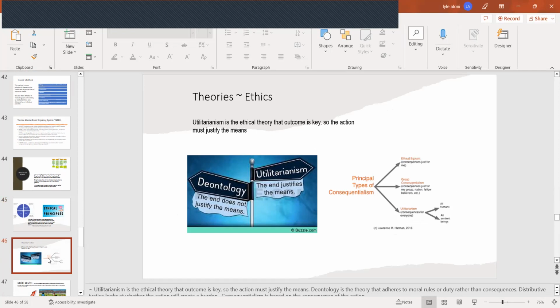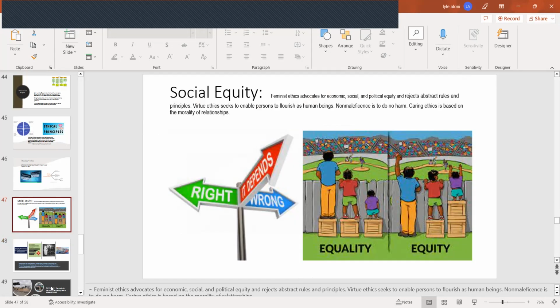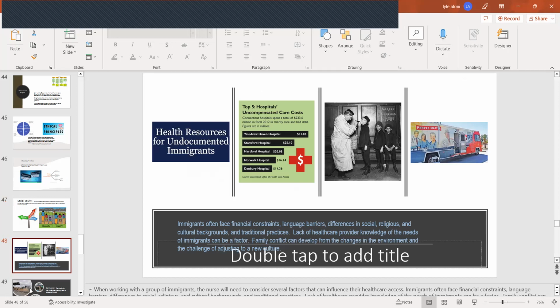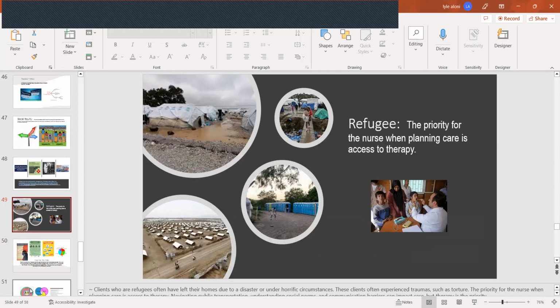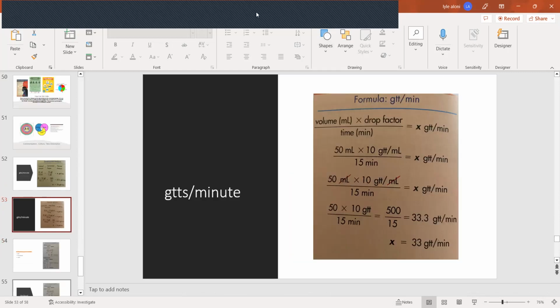Here's our utilitarianism and our feminism with our social equality. We're making sure everybody's treated equally, right? And with our ethics, we take a look at our refugees. We talked a little bit about this. What are we going to be familiar with and how are we going to teach them? And then just be aware of our communication, our culture. When we're dealing with different cultures, we have to be careful as to what their norms and their practices are. There's some math, but I'm not going to do math with you guys.